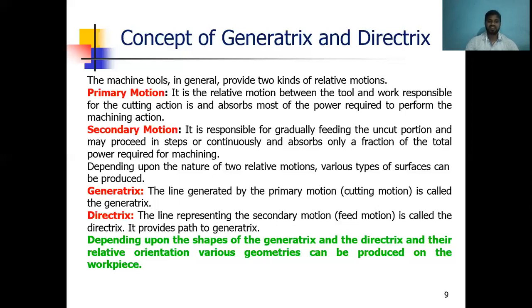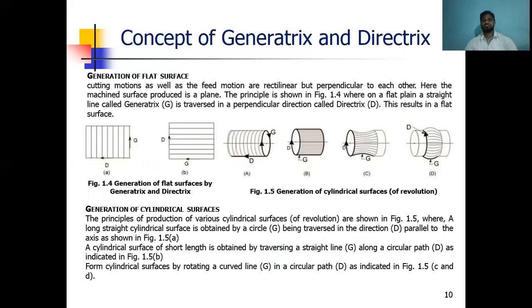Directrix is the line representing the secondary motion, meaning feed motion. It provides the path to the Generatrix. Okay, so the Generatrix and the Directrix are very interrelated axes. They are very important lines. The Generatrix is the cutting motion, the Directrix is the feed motion. Depending upon the shapes of the Generatrix and the Directrix and their relative orientation, various geometries can be produced on the workpiece. Okay, so that is the concept of Generatrix and Directrix.